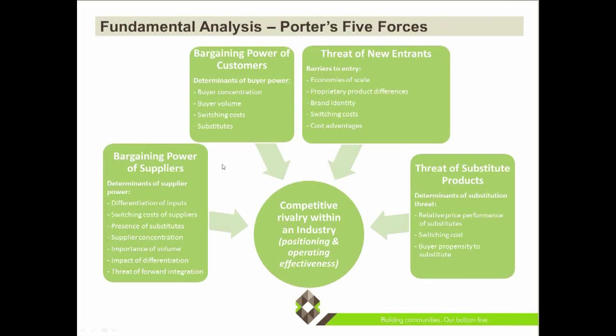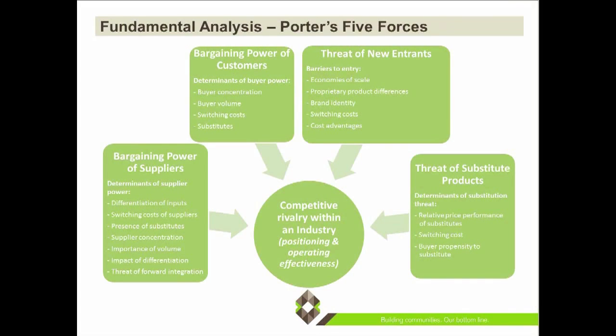So Porter's 5 forces. Whenever we talk about competition, we talk about Porter's 5 forces. And it tells you about where the positioning and the operating effectiveness of a company is within its industry. So if we start at the top, left-hand side, the bargaining power of customers and the determinants of buying power.